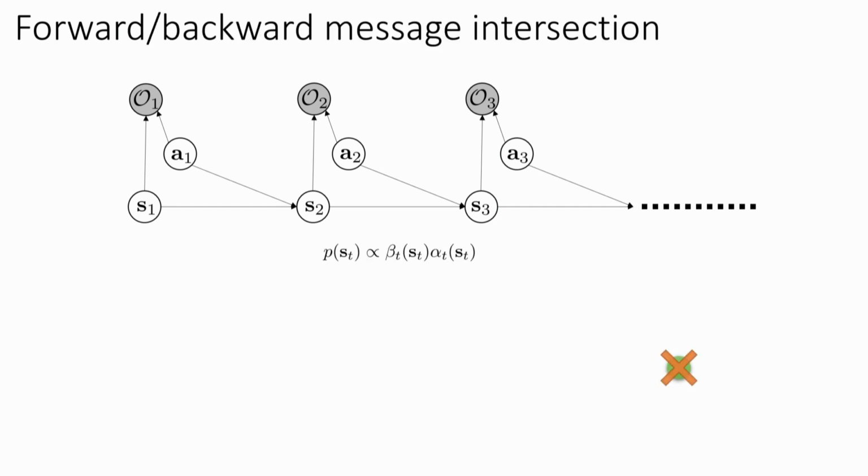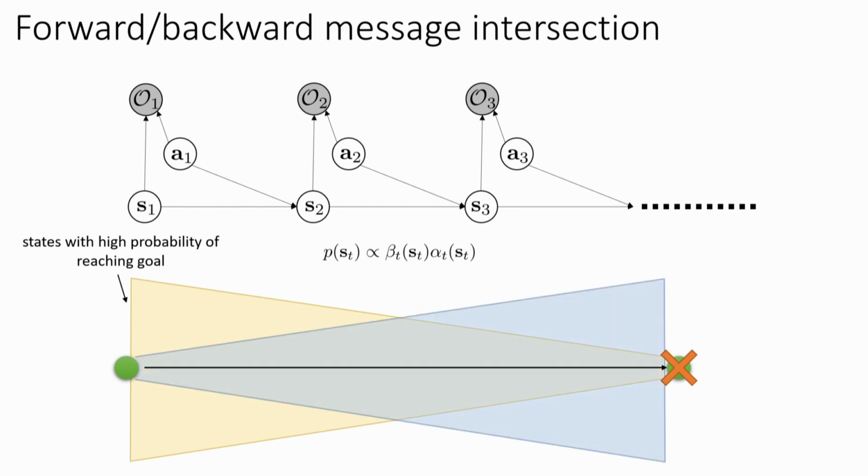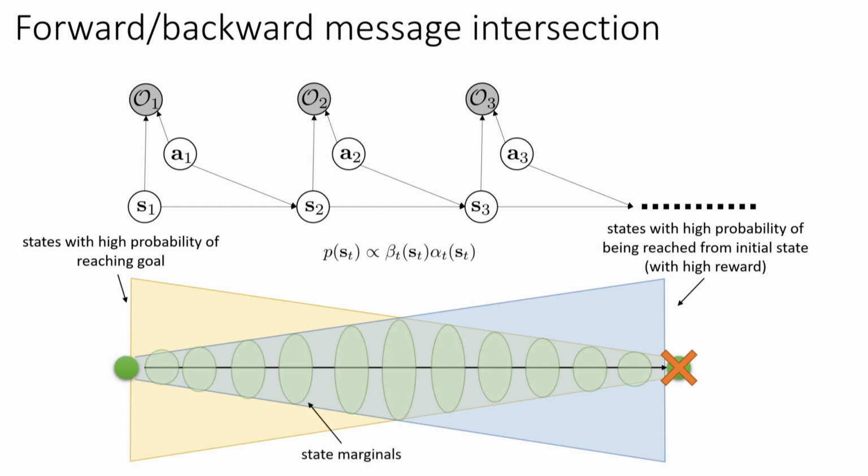This has kind of a neat graphical interpretation. So if you imagine that this is where you're going and that's where you're starting, your backward messages, you can think of them as kind of a cone radiating outward from the goal. And this cone represents all the states that have a high probability of reaching the goal. So if you start inside this cone, you'll be able to reach the goal. So this is the cone of large betas. And then there's a second cone radiating outward from the initial state, which is the cone of states that you can visit with high probability while getting high reward. So the blue thing is the cone of high alphas. And when you multiply them together, you essentially take their intersection. So your state marginals basically live inside the intersection of this yellow cone and this blue cone.